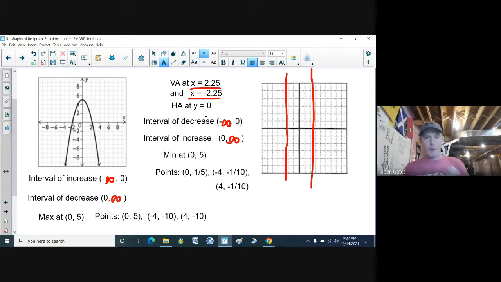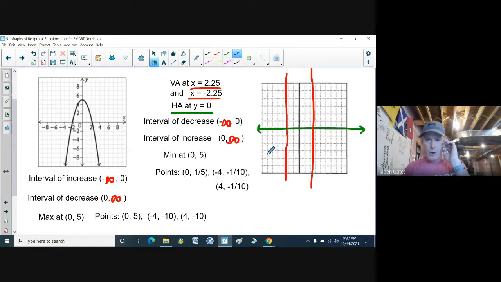Okay, so now I'm going to plot my points and use all my information. Actually, I should put in my horizontal asymptote here. Here we go, green line. I got my verticals in red. All right, now I'm going to do my points. I might as well pick blue here. So 0, 1/5.